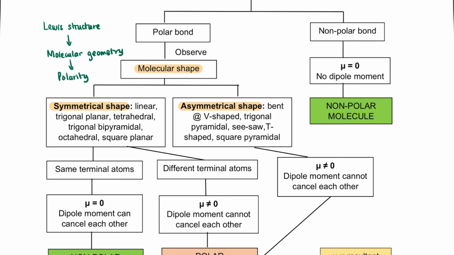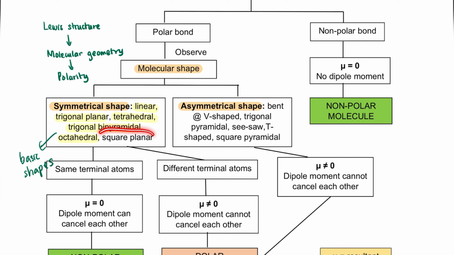So you can see here is the list of symmetrical shapes. If you notice, the list of symmetrical shapes consists of linear, trigonal planar, tetrahedral, trigonal bipyramidal, octahedral. Starting from linear to octahedral, all of these actually fall under the basic shape category. If you still remember, basic shape is a shape where the central atom has no lone pair.